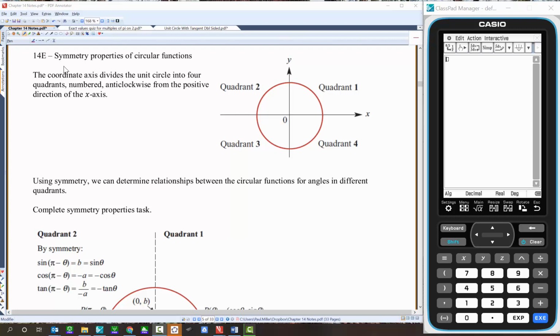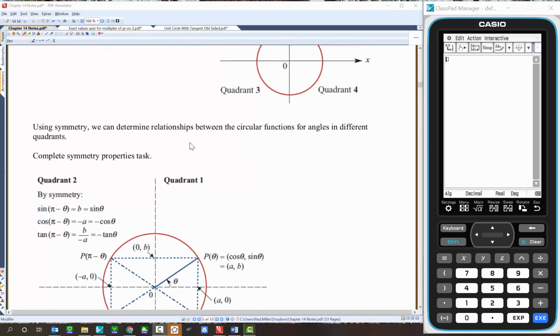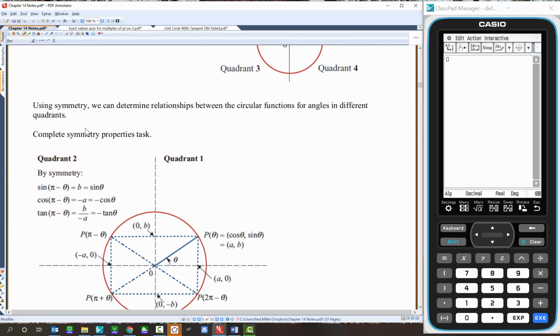Okay, so what we're going to look at today is the beautiful symmetry properties that are associated with circular functions or the unit circle. And it's worth noting that the quadrants of the Cartesian plane are divided up and they go quadrant 1, quadrant 2, quadrant 3, quadrant 4. Okay, so that's an important aspect of what we're going to do. And again, it allows us to quickly refer to a particular quadrant. So rather than saying bottom left-hand side or anything like that, I just say we're in quadrant 3 or quadrant 2. Right, so using symmetry, we can determine relationships between the circular functions for angles in different quadrants.